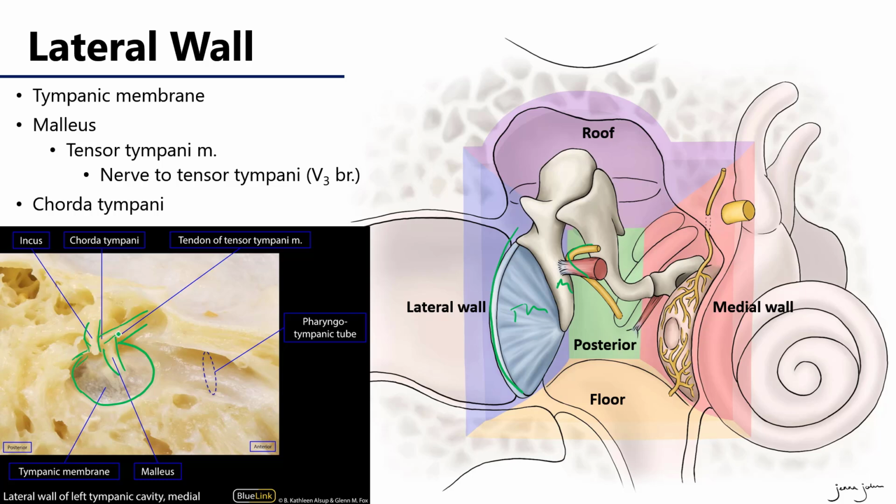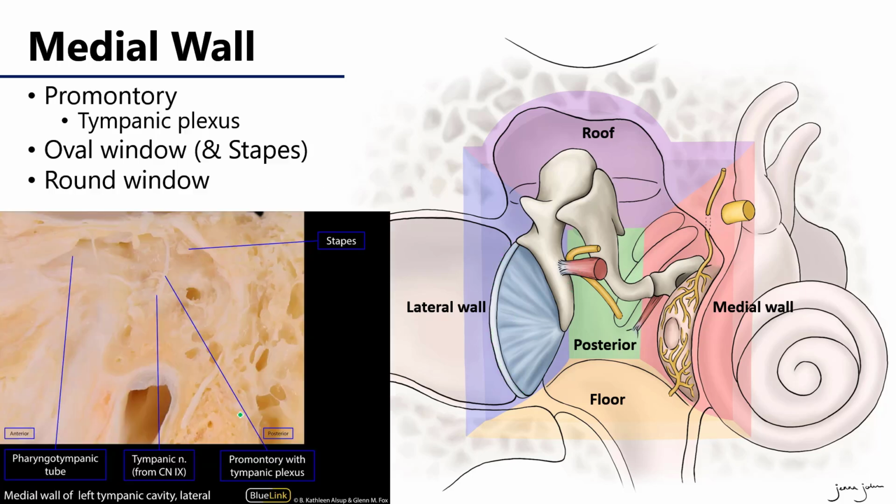And while we're here looking at this toward the anterior, the anteromedial and a little inferior, we can also see the pharyngotympanic or eustachian or auditory tube as it leaves the space on the way to the nasopharynx.